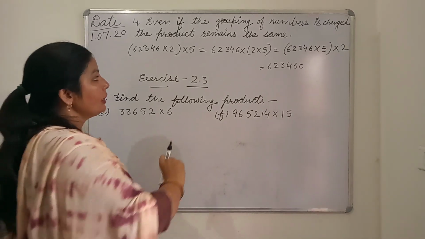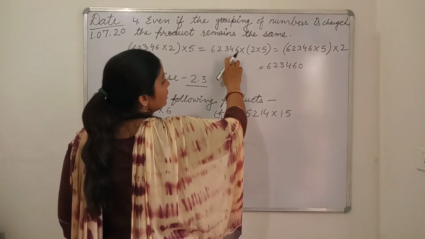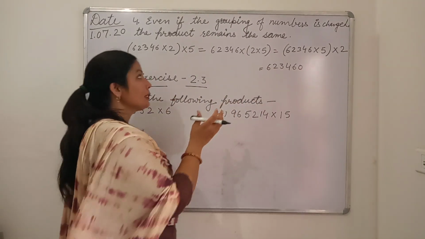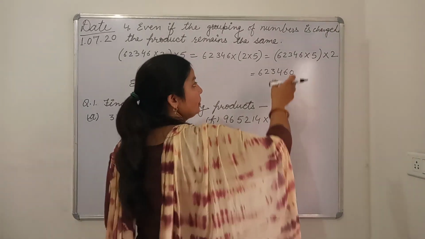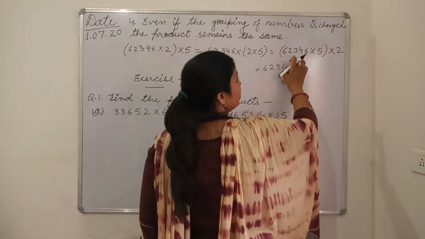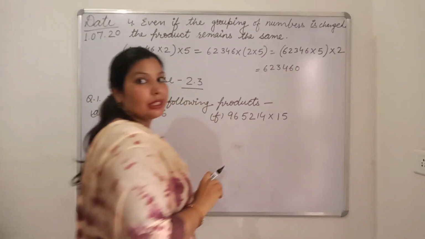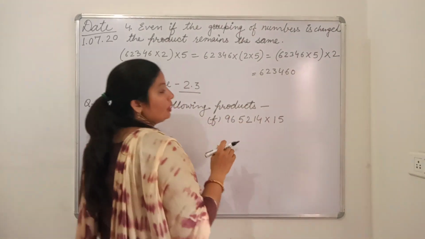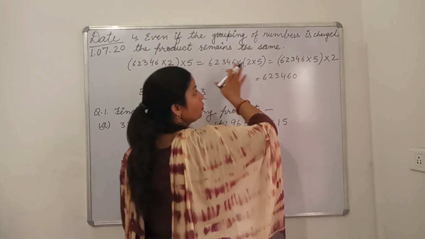Okay. Then next I take 62,346 outside and I take 2 and 5 in bracket, which means I make the group of 2 and 5. And on the third number, I make the group of 62,346 and 5 and then multiply by 2. So in all three, I change the groups, but we get the same product in all conditions.